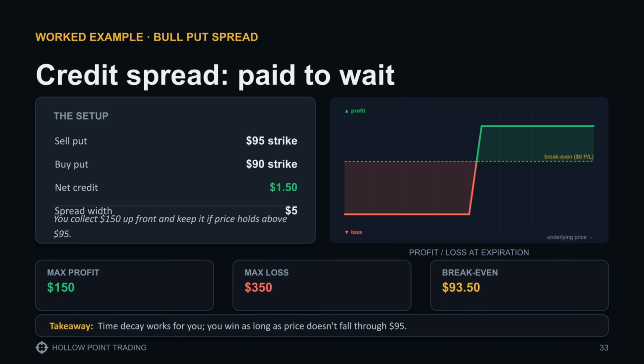Conversely, a bull put spread is a credit strategy. You sell a 95 put and buy a 90 put, collecting a 1.50 credit. You are paid to wait for the stock to stay above 95. Time decay is now your best friend.